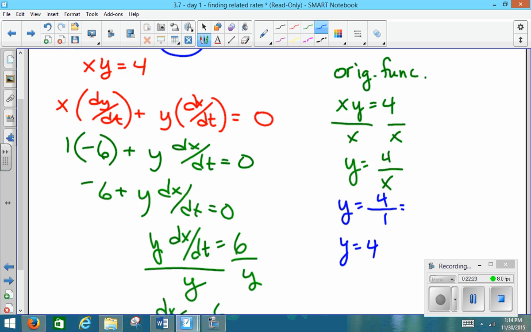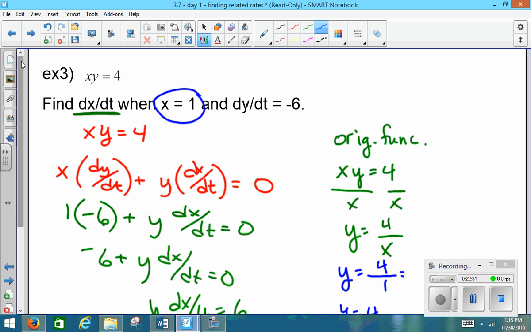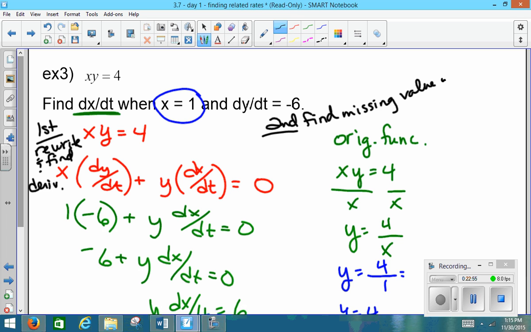Plug 4 into the original. Okay, so guys, what's the first step? Rewrite and find the derivative, right? Second step, find the missing value with the original function. Do you think this is going to come back and haunt you tomorrow? Probably so. So if I get stuck and I don't have all my unknowns, then I've got to go back and try the original function. Is that what you're telling me? Yes.